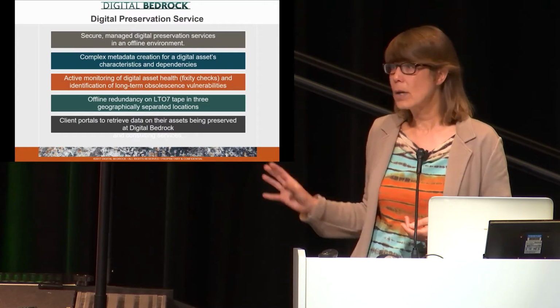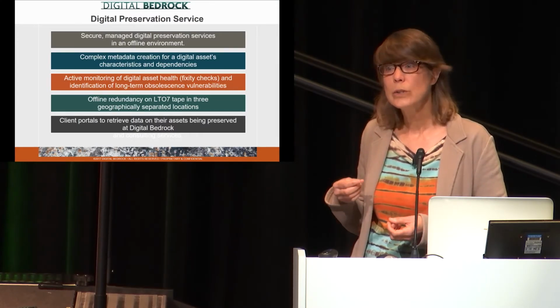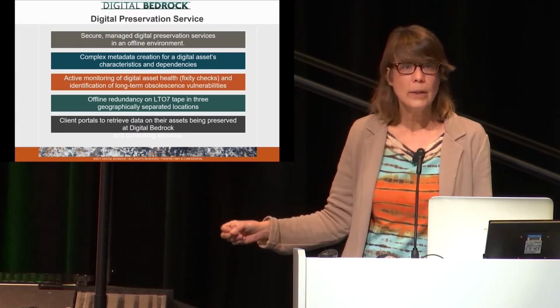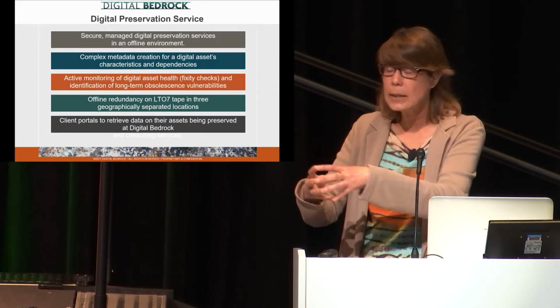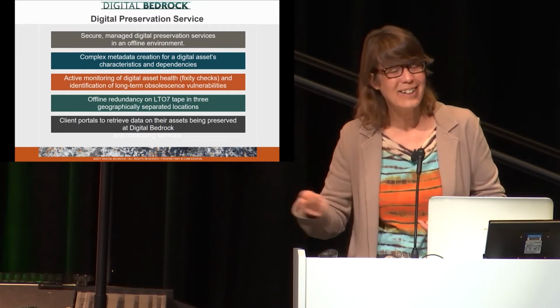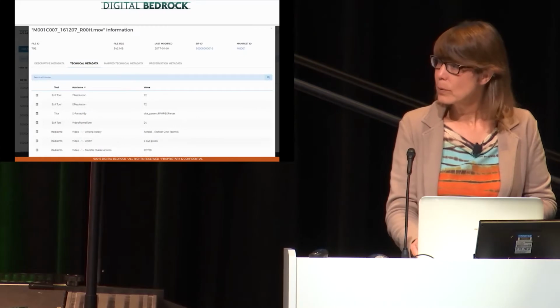We have offline copies for security and also for cost expediency on LTO7, which means we need to know exactly where a file is on which tape, which barcode, which is then in a certain case, which is then in a different geographic location. That's all metadata. And then the clients have their portal so that they can view the metadata we have on their assets, so they can see what we're doing, and also request files.